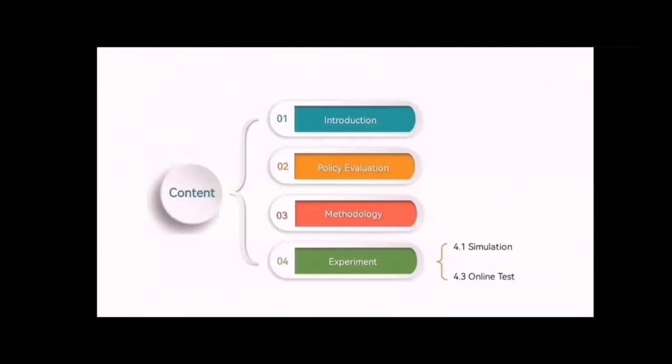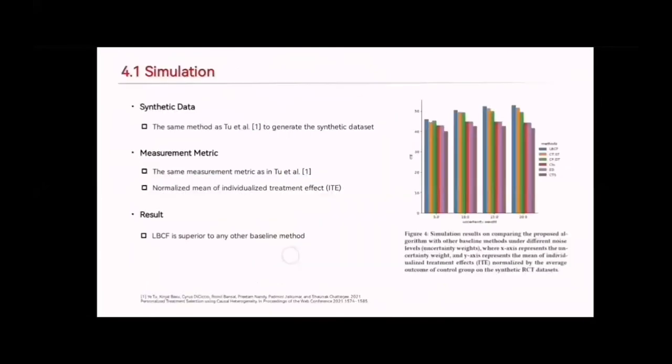Okay. The last part is the experiment. Firstly, simulation analysis. We use the same method as [2] to generate the synthetic dataset. In this simulation, we assume there are 80,000 samples and each sample has three treatments. We maximize the treatment effect of the outcome while constraining the cost under the budget B.